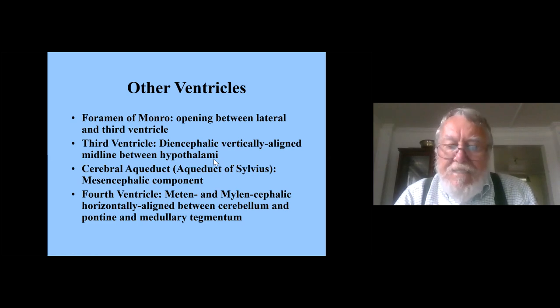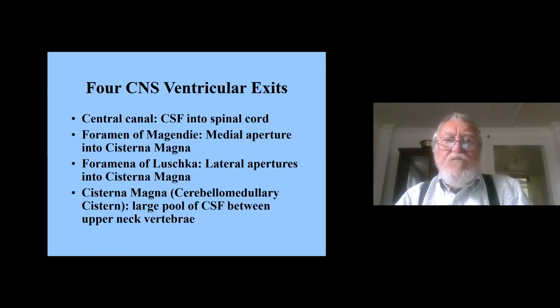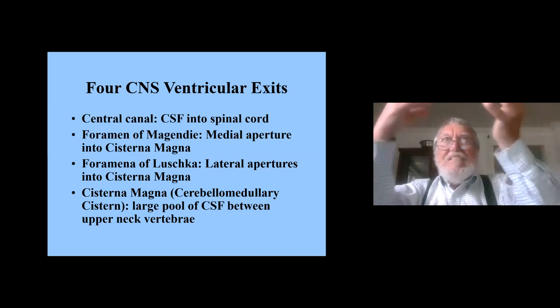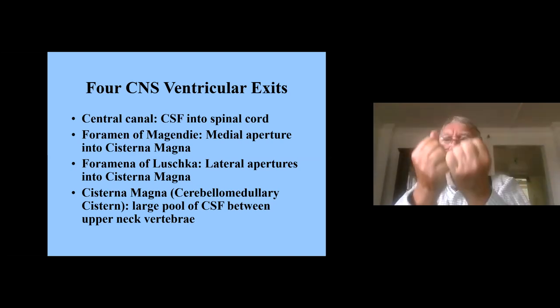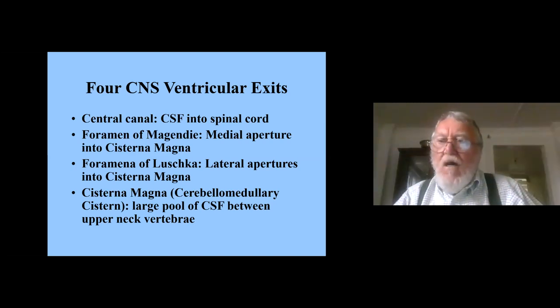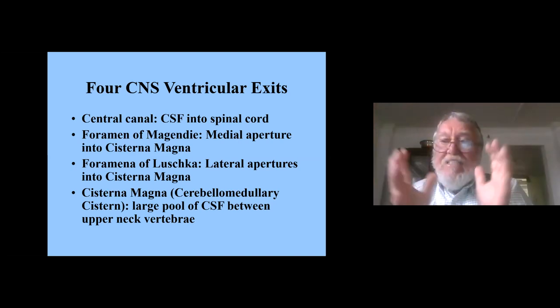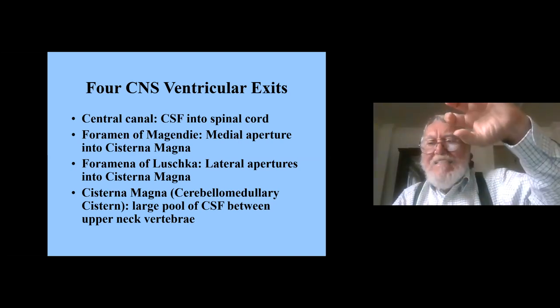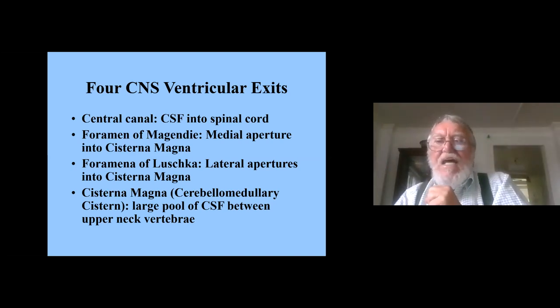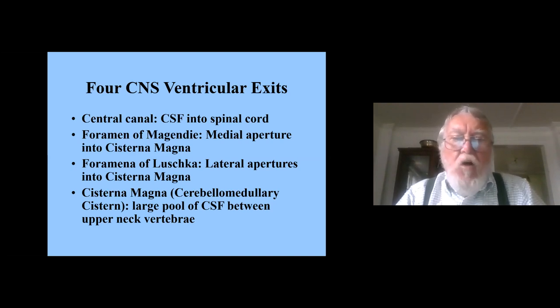Okay. So now we look at the four CNS ventricular exits. And I mentioned this before. So here the CSF, which is being produced at almost four times the daily rate of what the whole ventricular system holds and the subarachnoid space holds, the way that this CSF is now going to escape out of the brain is a small portion of it will directly enter the central canal, and then it escapes through a medial aperture into the foramen of Majendie, and then through two lateral apertures, the foramina of Luschka.